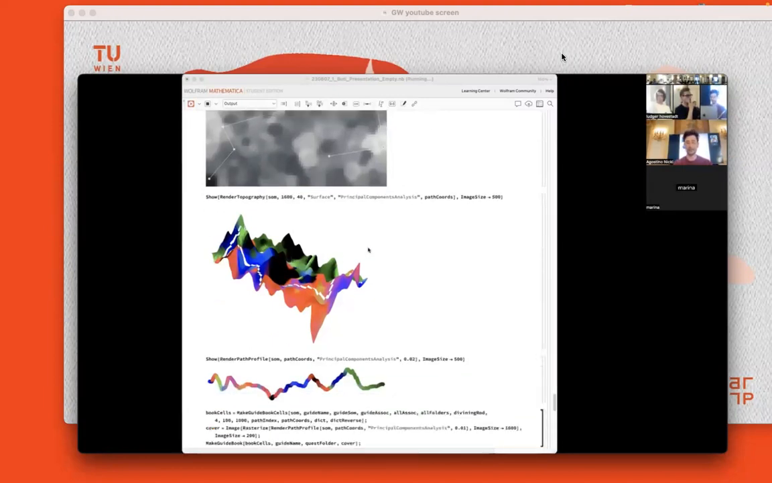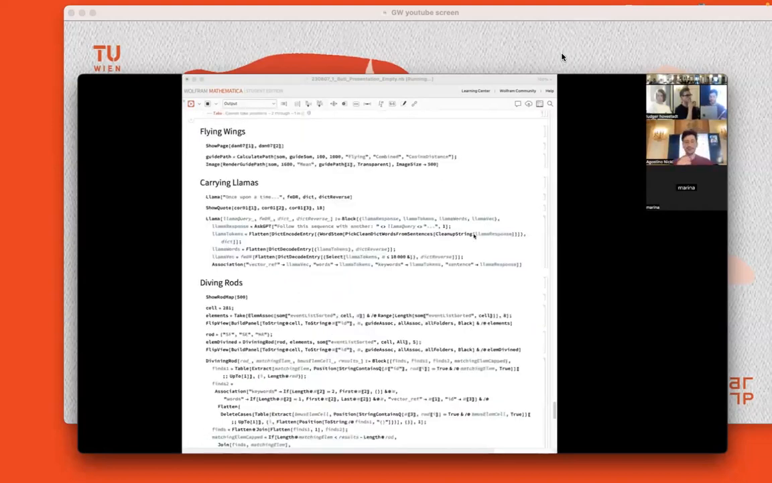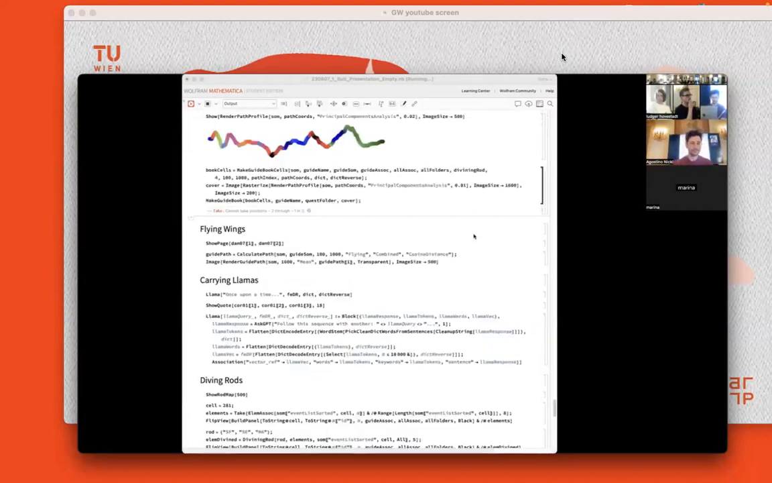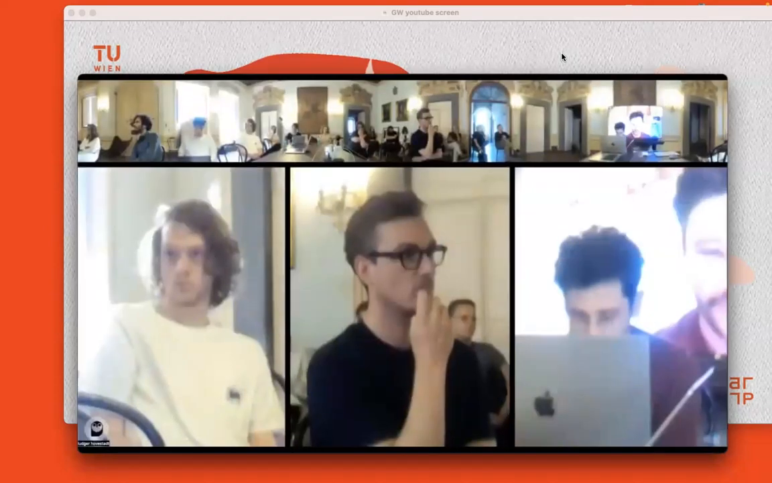Now, I think the notebook has compiled. Oh, this doesn't look good. Let's see. It should be compiling itself. It's a good sign. And now we can look at them. Now you cannot see this, but I'm going to share my other screen. You can see it.